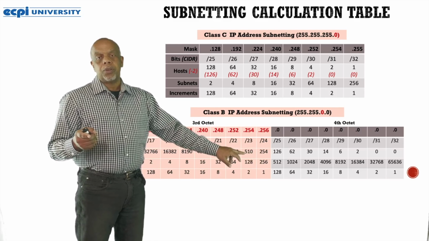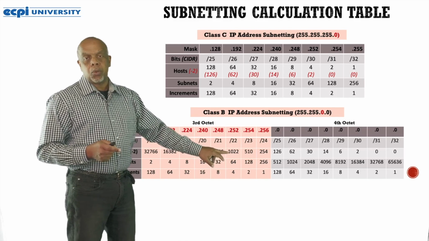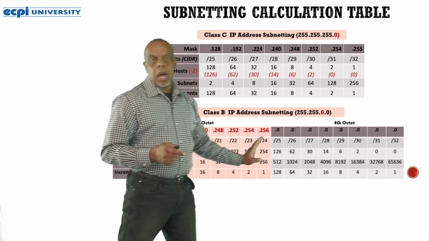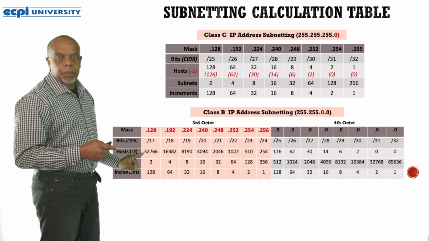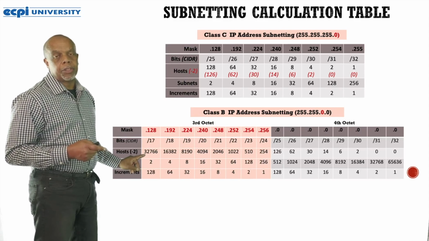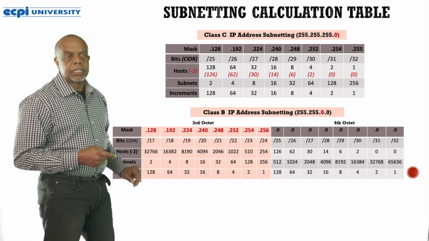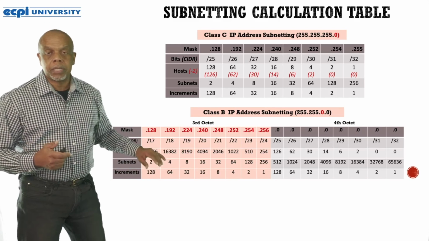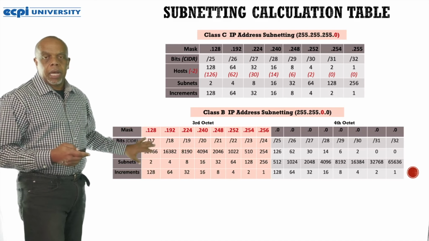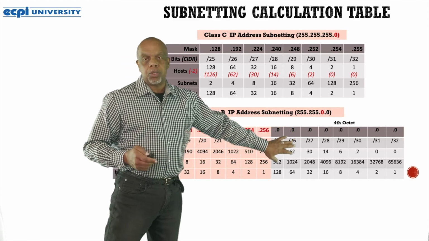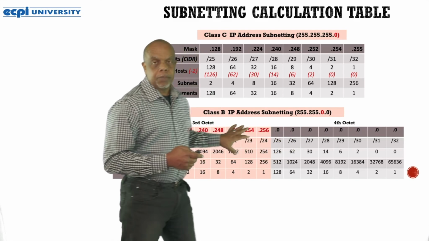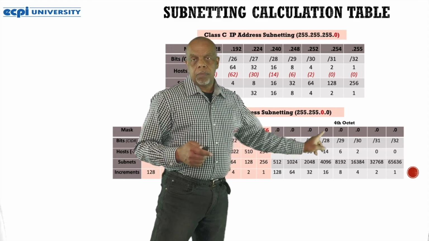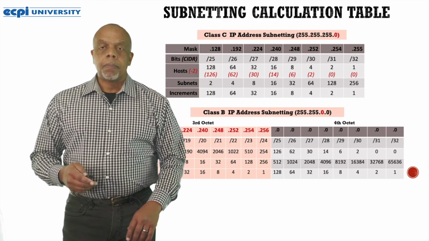2 to the 9th would be 510 assignable hosts, 2 to the 10th gives 1,022, and you see it just keeps doubling. So if I use this whole third octet, I would potentially have 32,766 assignable IP addresses. Everything else stays the same, but I'm just using it on this third octet as opposed to the last octet. And if I am subnetting the third octet, that fourth octet is going to be a 0. That's always going to be a 0.